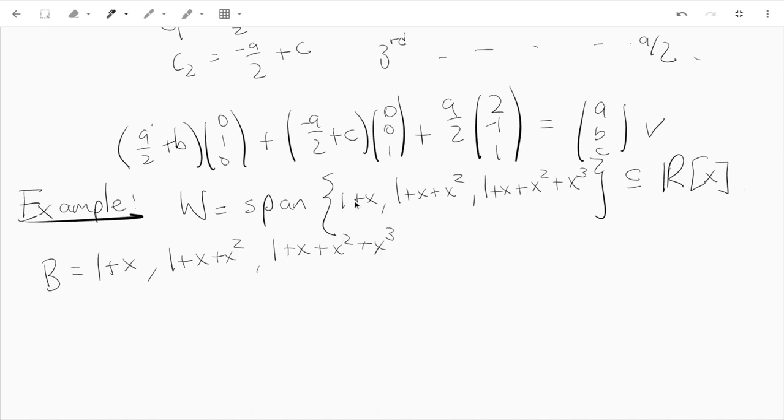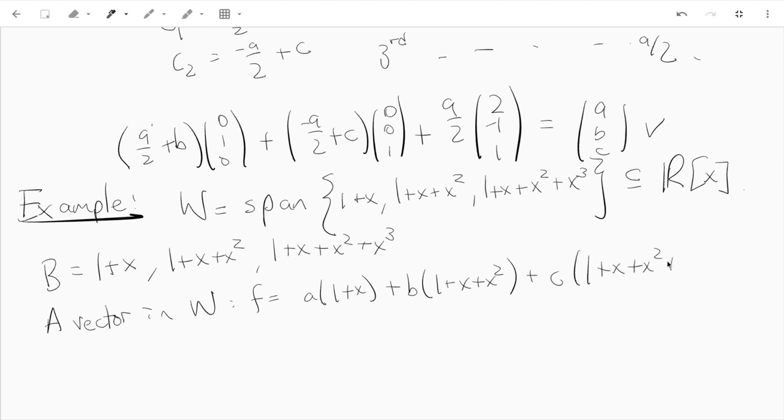Okay. Now, a vector in W is a linear combination of these three. A vector in W is just f, which you might write like a times (1 plus x), plus b times (1 plus x squared), and plus c times (1 plus x squared plus x cubed), which we could rewrite as (a plus b plus c) plus (a plus b plus c) times x plus (b plus c) times x squared plus c x cubed.